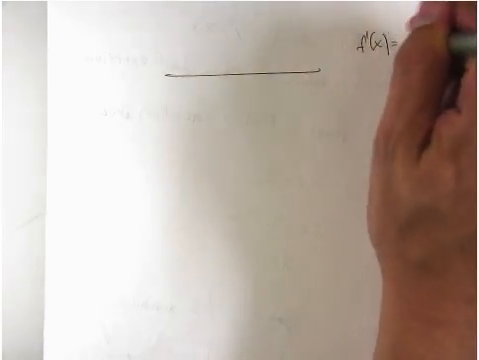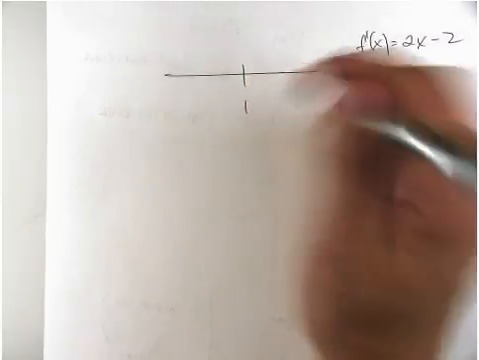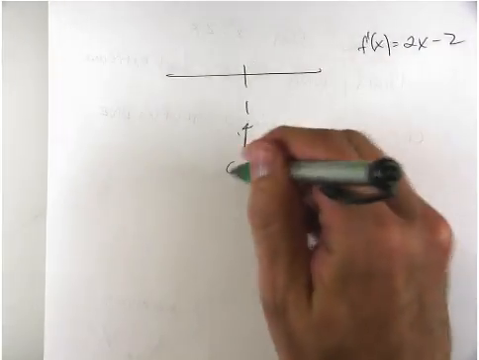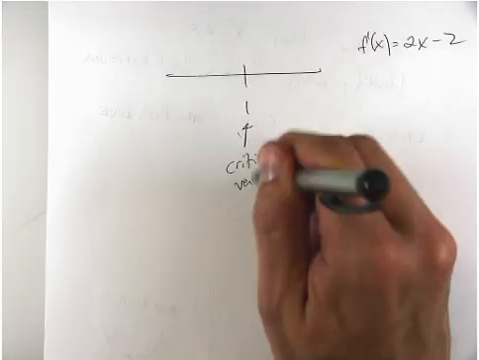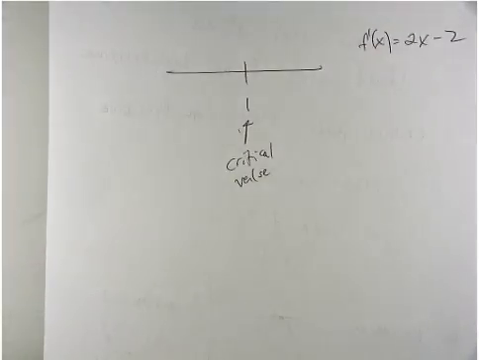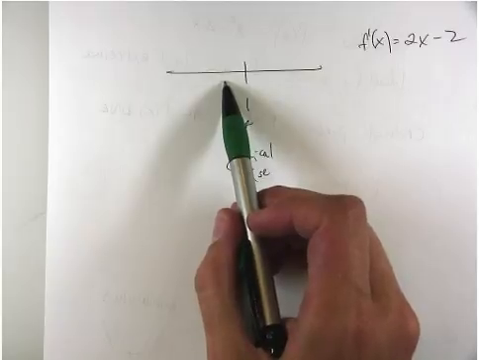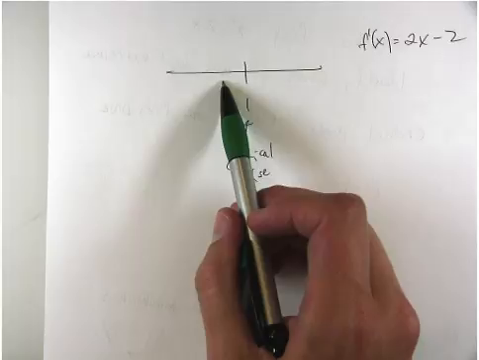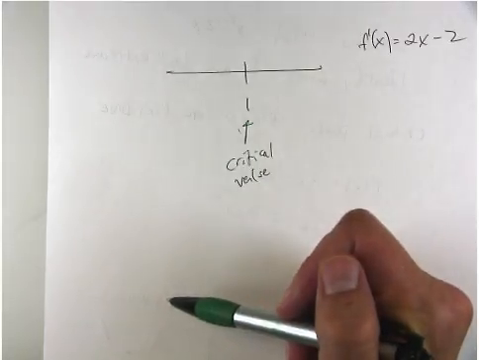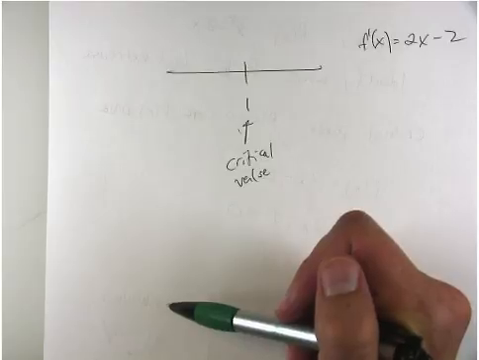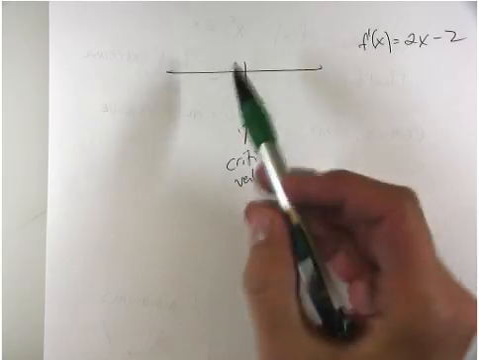F prime of x is 2x minus 2. Here's 1, it's a critical value. What about over here to the left of 1? Are the derivatives positives, negatives, 0, a mix of them? Anybody have a favorite number left of 1? 0 is also my favorite number left of 1. Right? What is the derivative at 0?